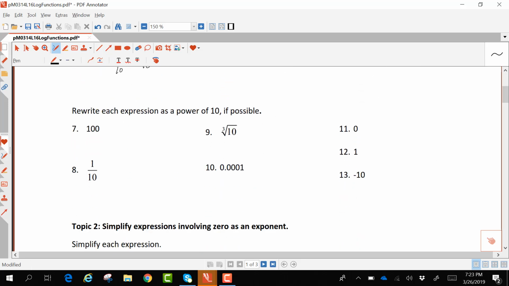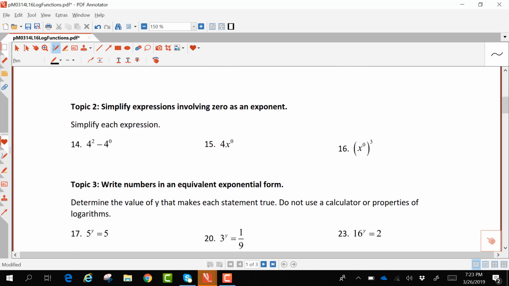Let's move down to number 15. Here we discuss an exponent of 0. It is important to note that anything to the power of 0 equals 1, except 0 to the power of 0 is undefined.